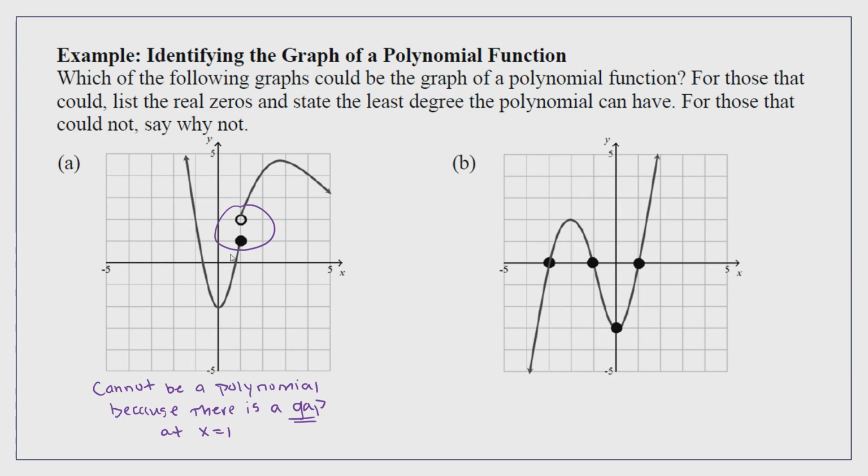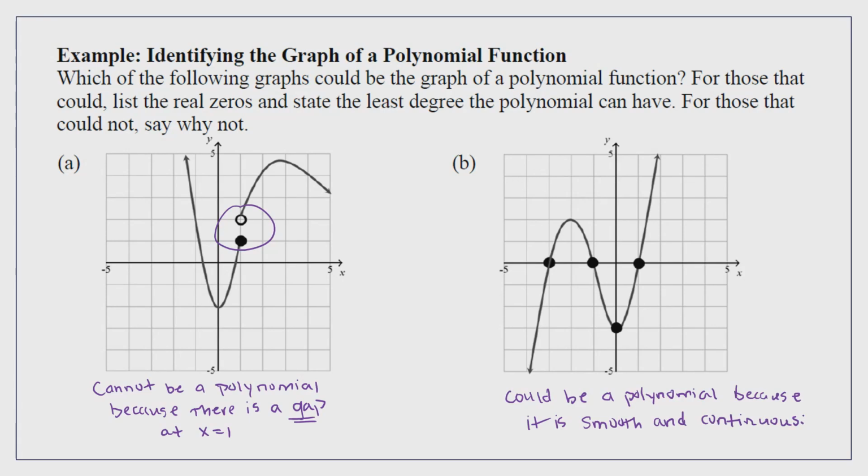For B, we see here that there are no gaps, no cusps, no sharp corners. So this could be a polynomial function because it's smooth and continuous from what we see. So this could be a polynomial because it is smooth and continuous.